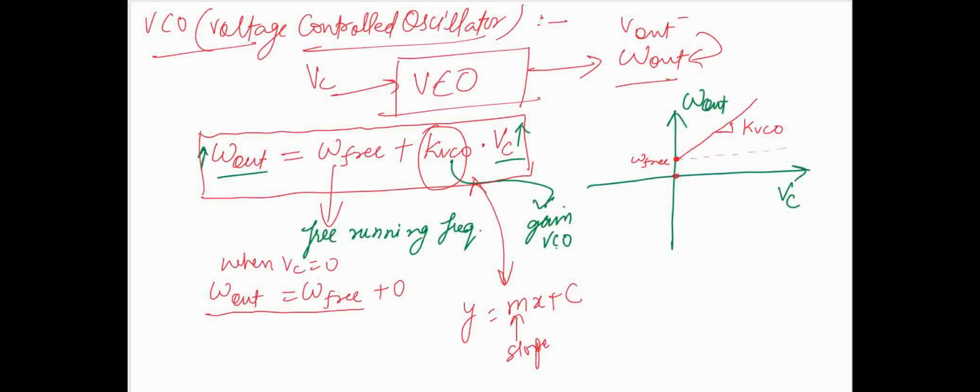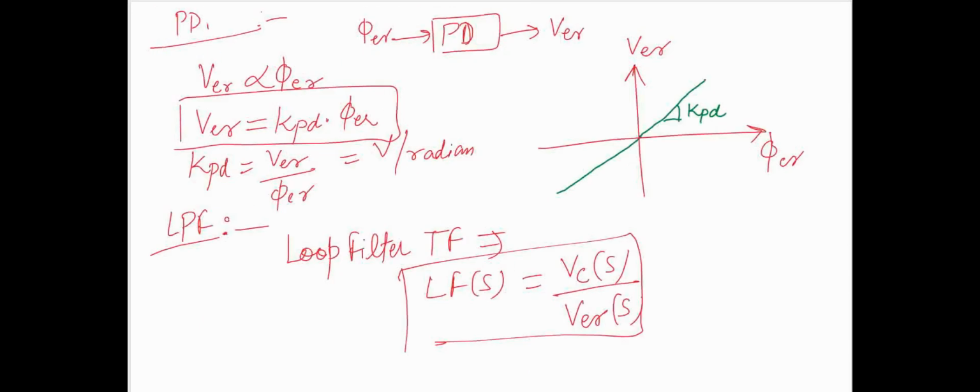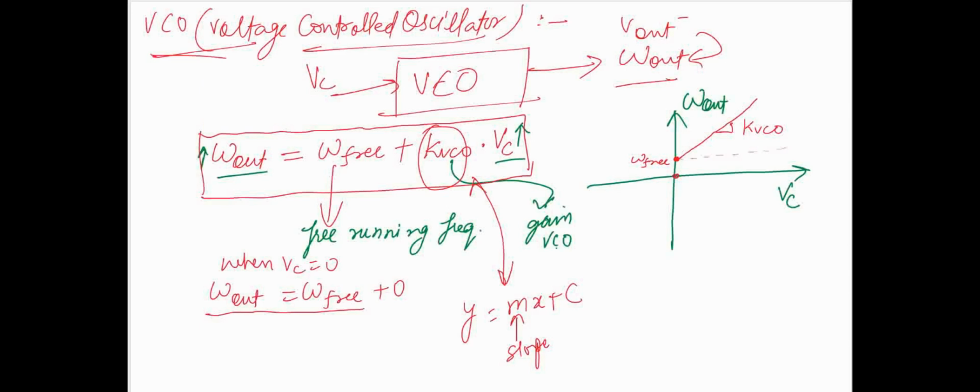Now we know the basic function of the PD. We know the LPF, but we don't yet know why we are using the LPF; we will see that in upcoming lectures. And we know the basic knowledge about the VCO. So next is the condition of the PLL loop. What is the condition of the PLL loop?